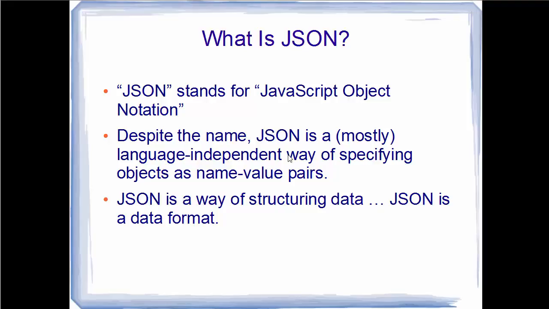JSON is a way of structuring data, and it's essentially a data format. JSON is a data format, same as other text formats, for example XML. JSON is also a data text format, right? Now why is JSON really popular and how is it useful?